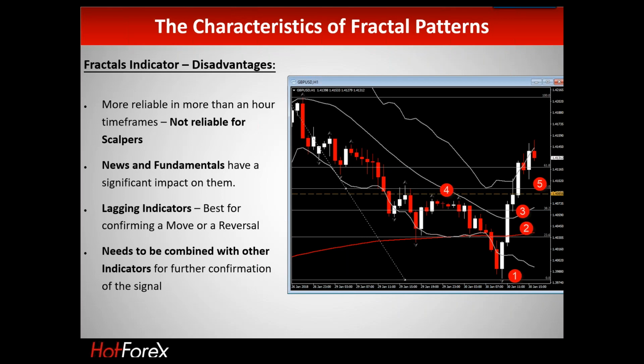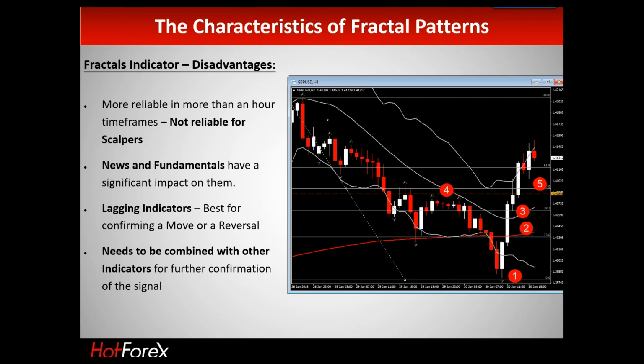So they are lagging indicators. They are best for confirming a move or a reversal. That's why it's good to combine them with something else, such as Fibonacci levels or a breakout of a moving average. As I said, it needs to be combined with other indicators. So in this chart over here, I have combined fractals with moving averages and Fibonacci. I will explain this cable 1 hour chart right now.